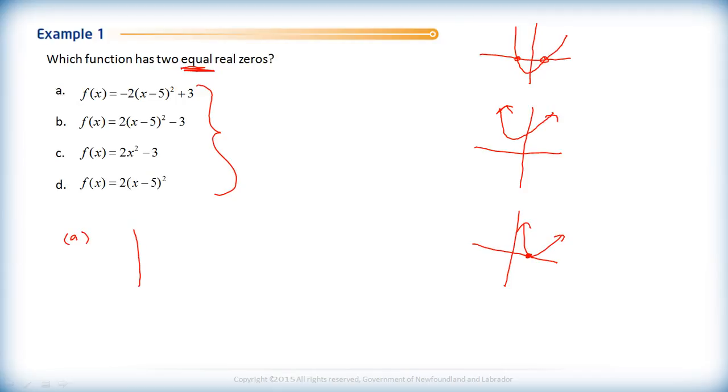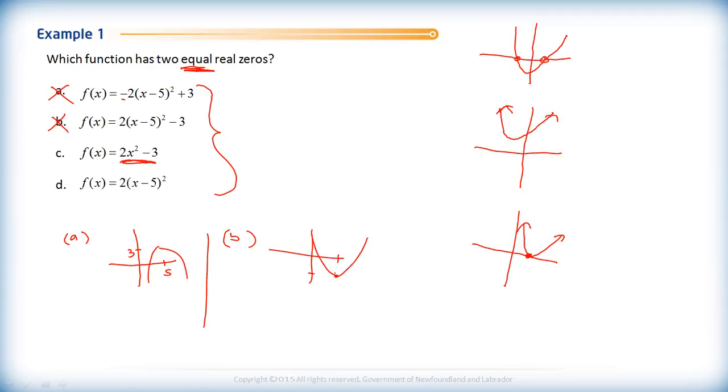We've got a vertex there at 5 and 3. So over 5, up 3. These are what we call 5-second sketches. And it opens downward. So that would have 2 unique. That's out. No, sir. And the second one, part B, we got a vertex at over 5 and down 3. All right, so over 5, down 3. So over here, and it opens upward. 2 unique again. No good.